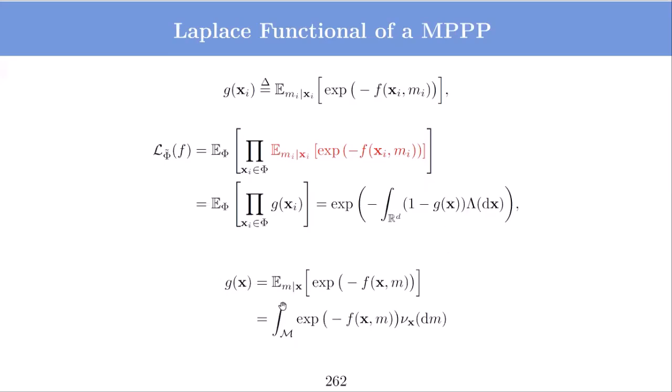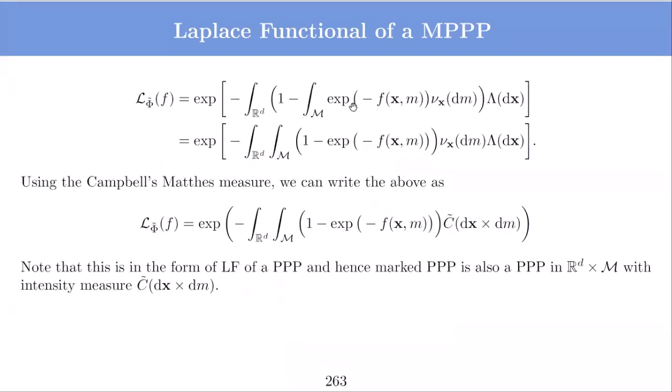So g(x) is the expectation of this function. This is just the integration of exponential of minus f(x, m) times nu(x, dm). This is the probability distribution of m, integrated over the mark space. So if I write that back, what I get is the Laplace functional given as exponential of minus the integral of 1 minus the integral of exponential of minus f(x, m) nu(dm) times Lambda dx.